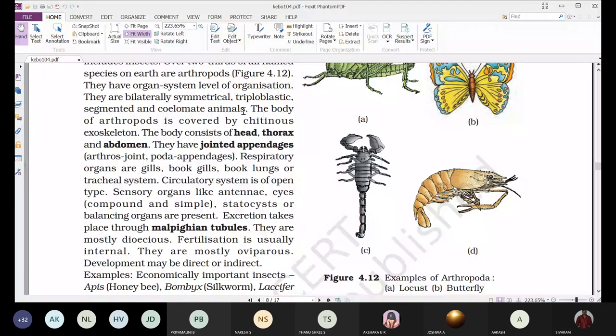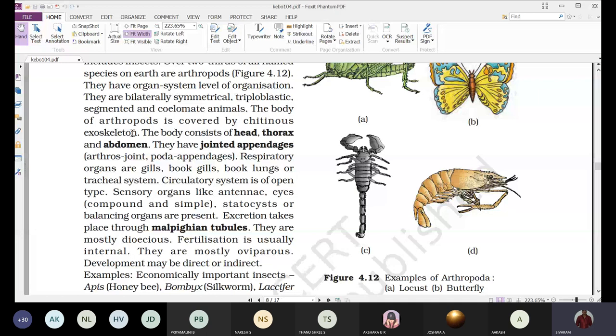Next, the body of arthropods is covered by an exoskeleton. We'll find the skeleton present on the outer side, which encloses all the organs inside. We call it a skeleton because it is a hard structure which gives a certain shape to the organism and helps in the attachment of different parts of the body. It also provides space for the attachment of muscles, that is, the striated voluntary muscles. As it is present on the outer side, we call it an exoskeleton.